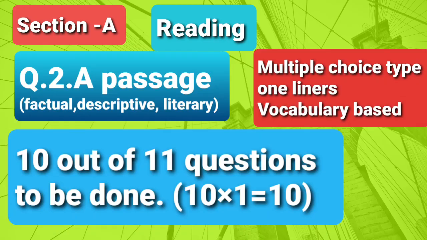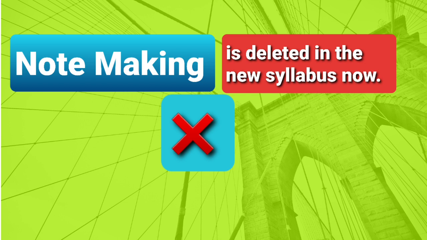Moving on to the second question, that will again be a paragraph, and that will be analytical in nature, or it can be about logic, data, and facts. Again they're going to ask you 11 questions, and out of 11 you need to attempt 10. The questions can be multiple choice type, one-liners, and vocabulary based questions as well. Last time we used to have note making, like in class 11th, but this time they have deleted it, so you need not worry about it. You just need to focus on your reading comprehension skills.